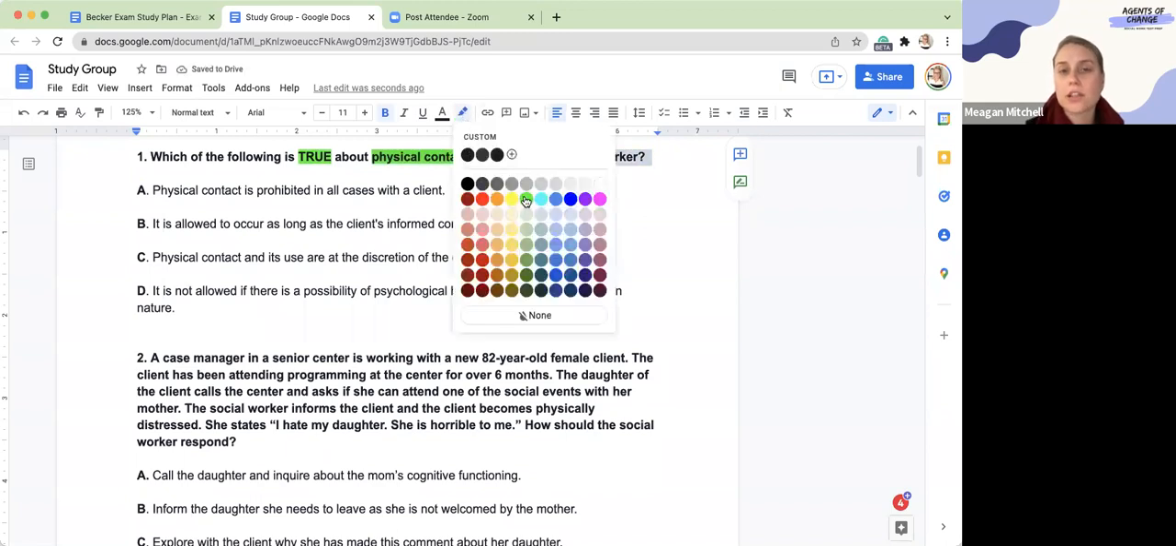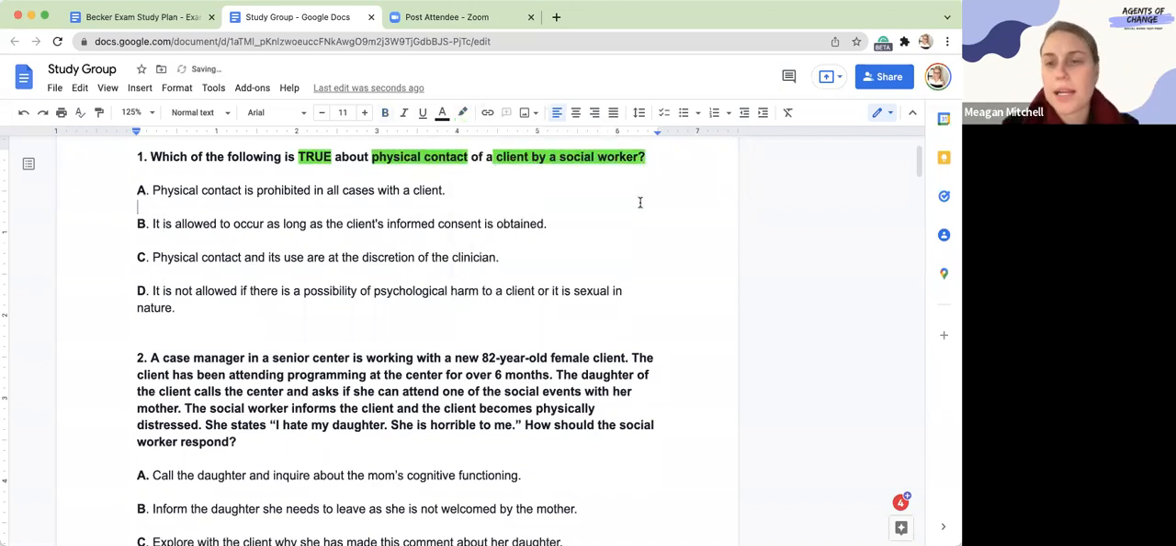Before we even look at the answer choices, what's coming to your mind? There's something that should definitely be sticking out to you. Physical contact. This comes directly from something. Go ahead in the chat. Code of ethics. Code of ethics, code of ethics, code of ethics. There is a whole entire section on physical contact.